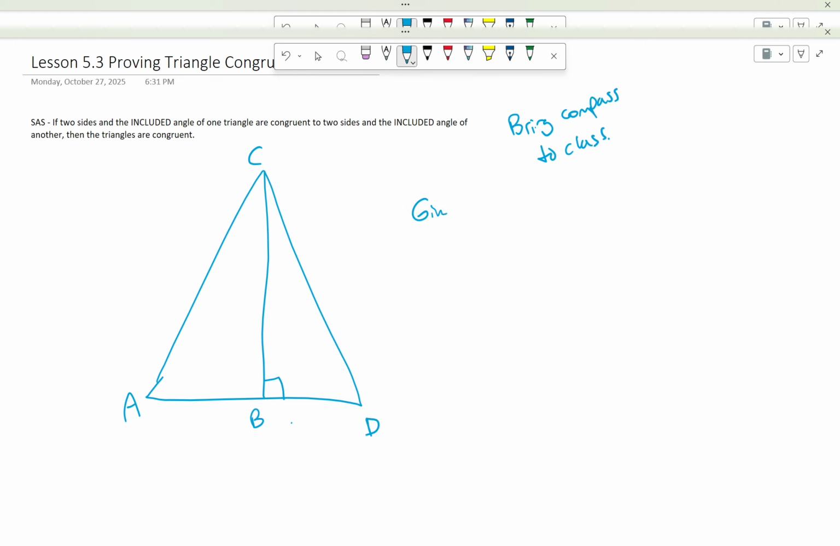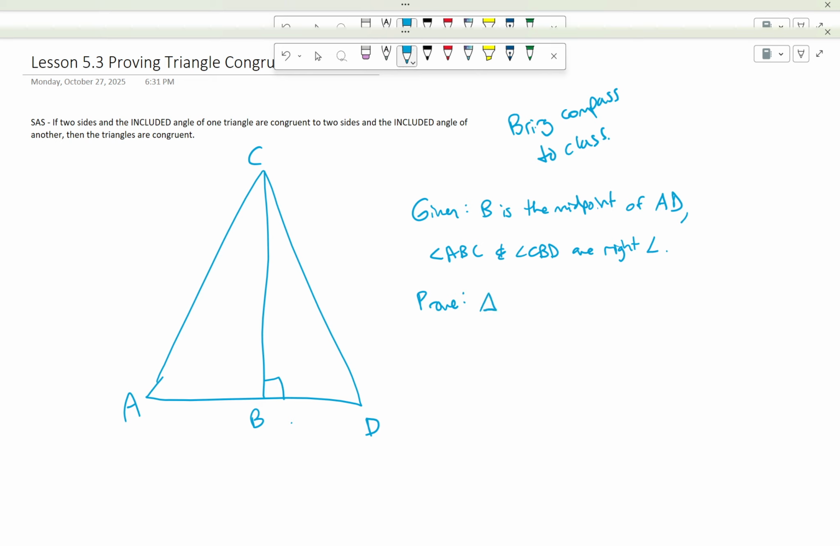My given is that B is the midpoint of AD, and that angles ABC and CBD are right angles. And what we are going to prove is triangles being congruent.